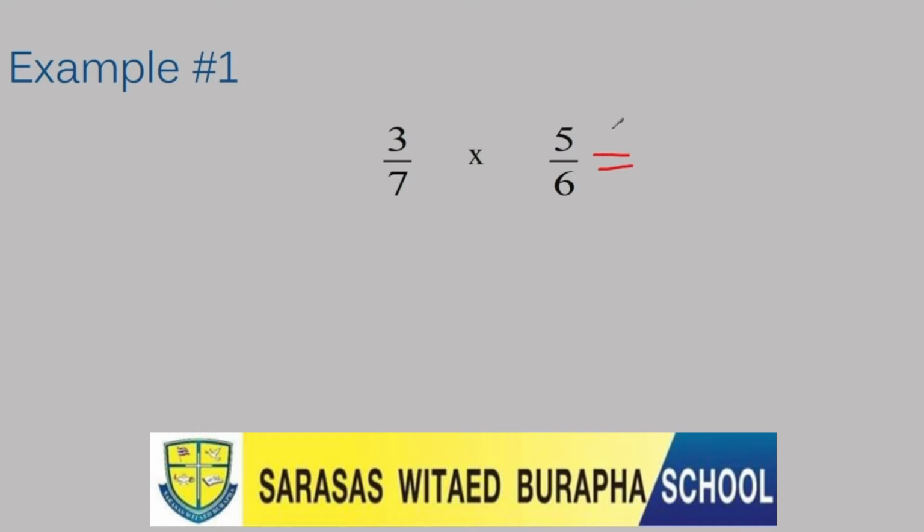3 times 5 is 15. And 7 times 6 is 42. Then you simplify your fraction if you're able to. I can divide 3 into 15 and 42. So 15 divided by 3 is 5. And 42 divided by 3 is 14.